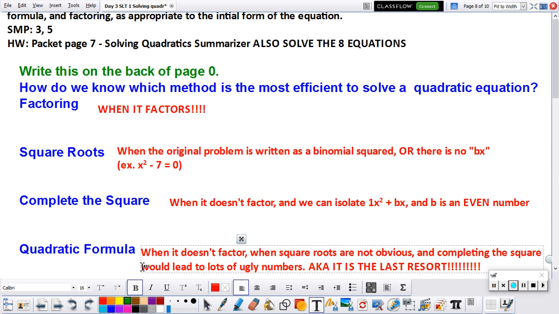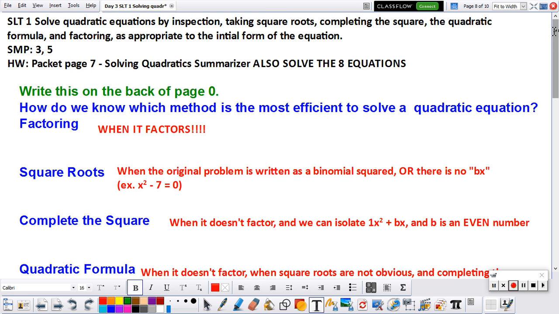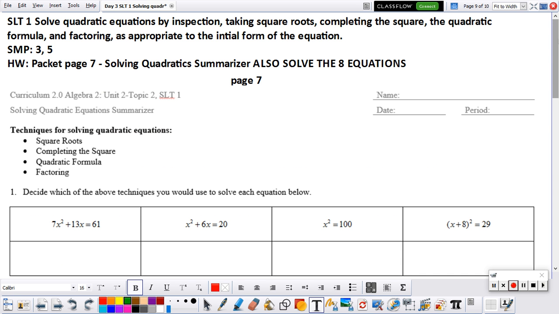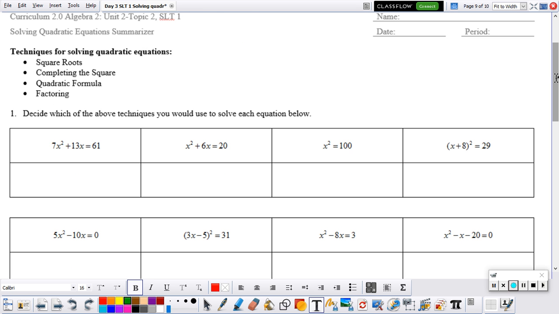All right, homework tonight is page 7. You are to identify which method is the most efficient, and then you are also to solve those 8 equations. And I'm going to turn the page, and you can see what those are. So here is the homework. And here are the solutions.